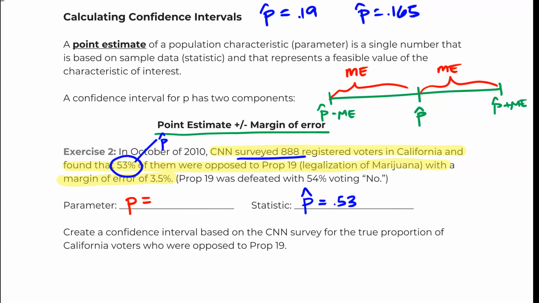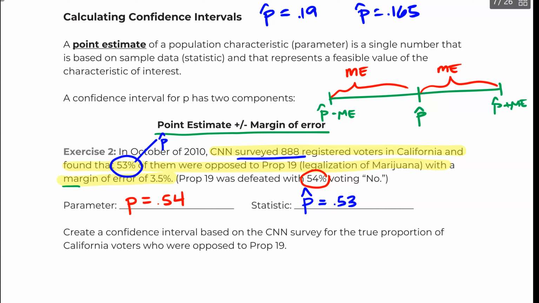So in this case, we can see there's another percent running around, this 54%, and that was the actual percent of people who voted against Prop 19. So in this case, we actually have our P and it's 0.54. Typically, this will be an unknown value, and we would just leave this as P. And now it says, well, let's create a confidence interval based on the CNN survey.